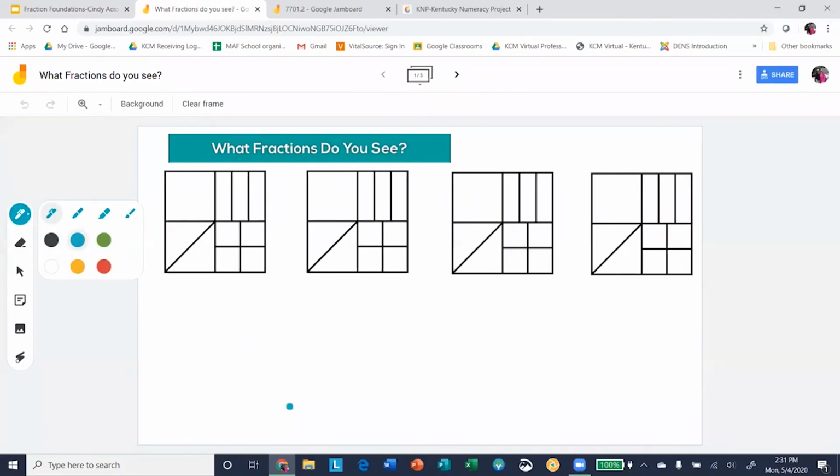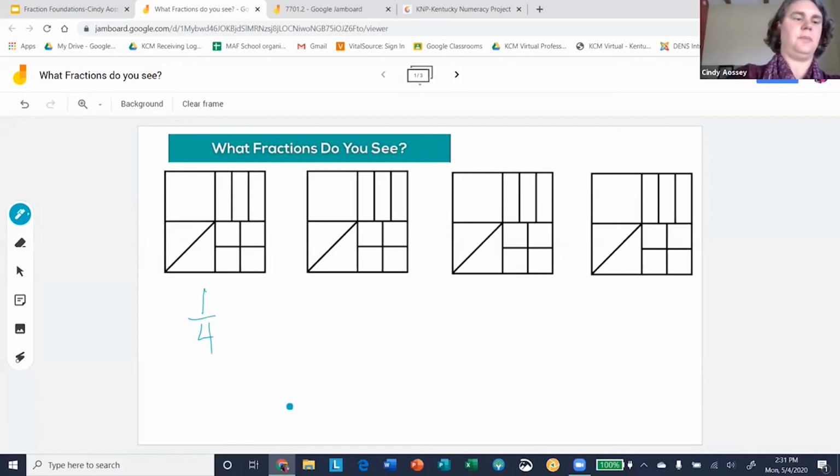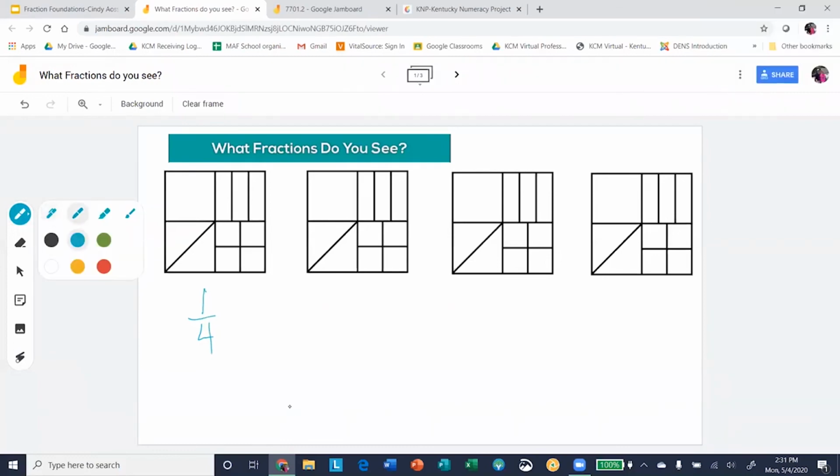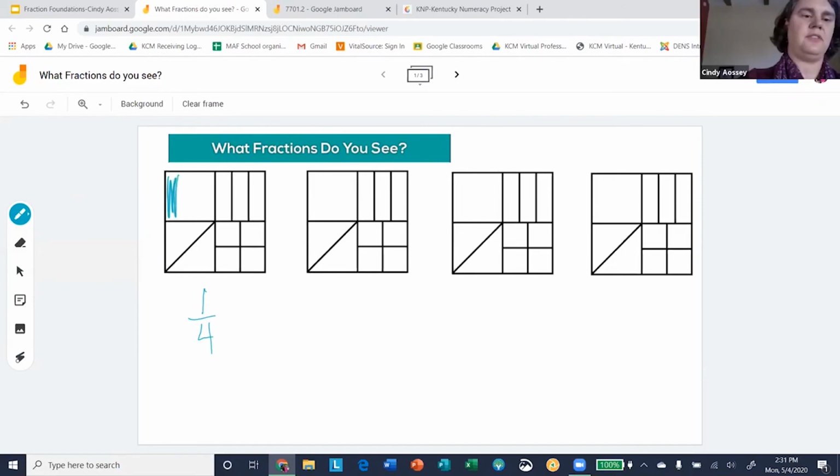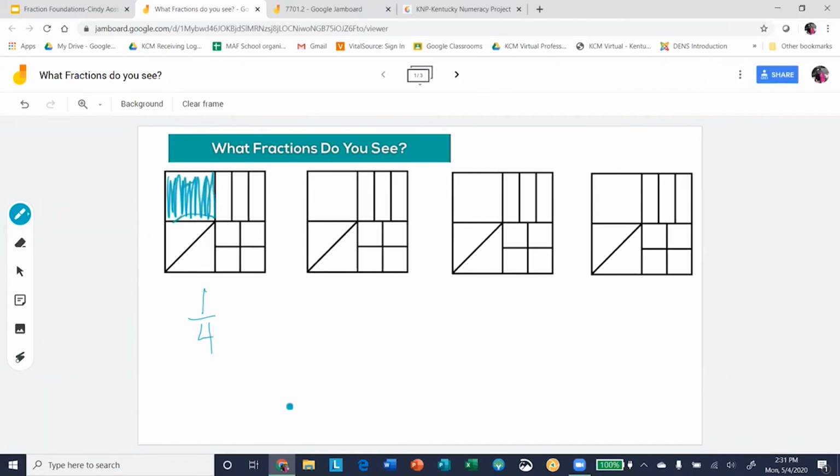I see 1/4. Okay, and tell me how you're seeing the 1/4. What region are you paying attention to? The left top square. So that region right here? Yes. So with kids, I might do like a thumbs up, especially if I'm in person. Give me a thumbs up if you saw 1/4. And maybe pull out, is there another way to see 4ths in that image so we can play with the 4ths?